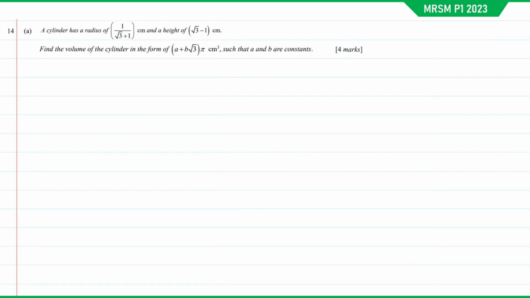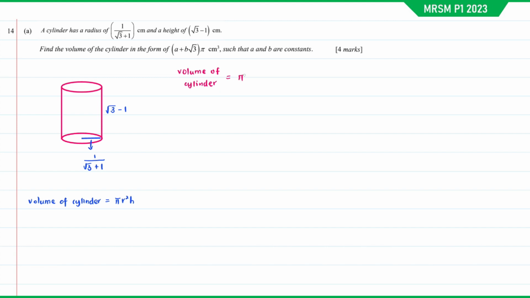Question 14a. A cylinder has a radius of 1 over (square root 3 plus 1) centimeter and a height of square root 3 minus 1 centimeter. Find the volume of the cylinder in the form of a plus b square root 3, pi centimeter cubed, such that a and b are constants. The formula to find the volume of a cylinder is pi r squared h.